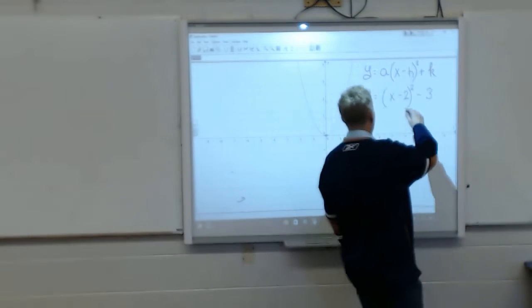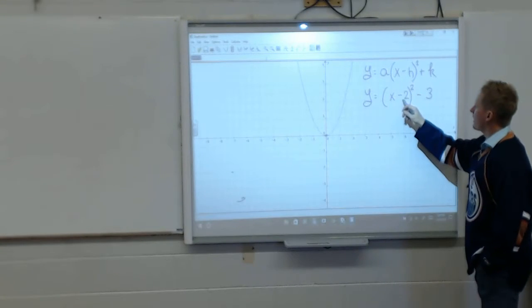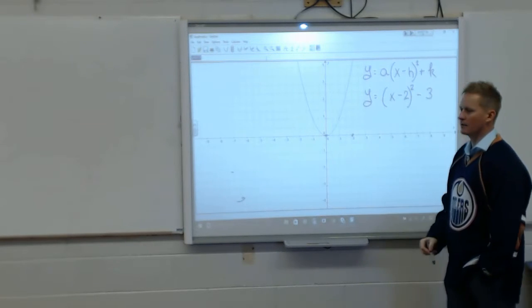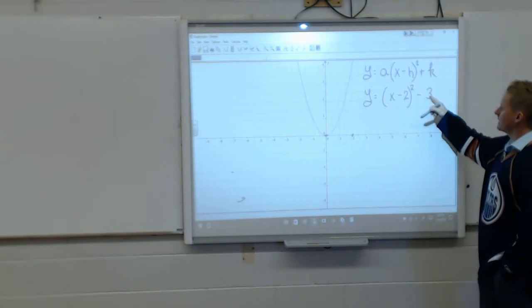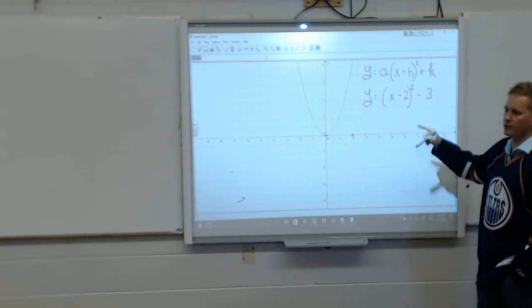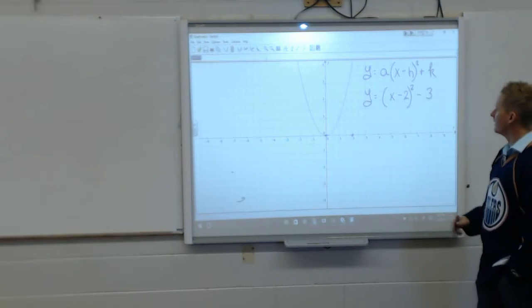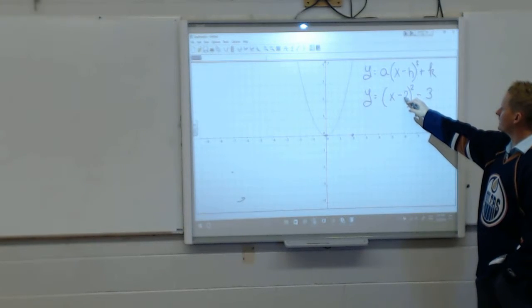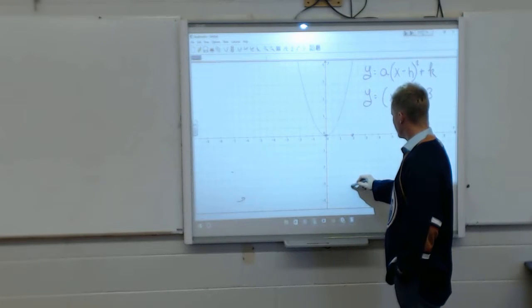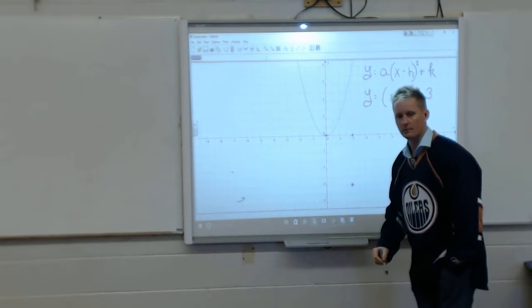So if it's a subtract inside the brackets, I move it 2 to the right. So it goes to here. And on the outside, if it's a negative, I move it down. So it's kind of the opposite between the two, and we'll get that under control in a bit. So now I'm going to move my vertex 2 to the right and 3 down. So it goes to right there.